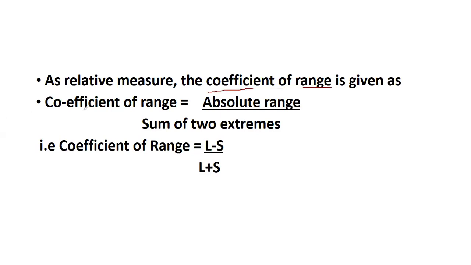Okay, so coefficient of range is equal to absolute range divided by sum of two extremes. So first of all, what are the extremes? The largest value and the smallest value are the extremes. I gave an example of 2, 4, 6, 8 and 10. Now in these, this is the smallest value and this is the largest value, which are the two extremes.